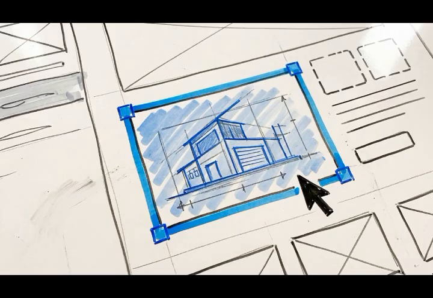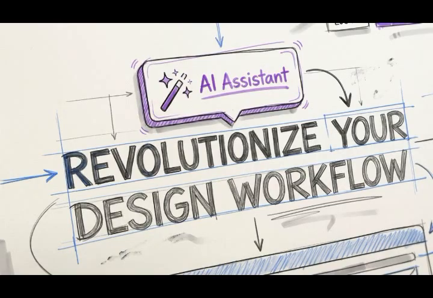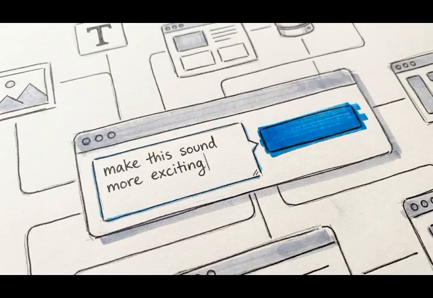To make adjustments, you don't need to touch any code. The Design Studio provides a straightforward drag-and-drop interface for all your visual tweaks. To rewrite a headline, just click on the text. This opens the AI assistant. Type a command like, "Make this sound more exciting." Hit Enter, and the copy updates instantly.